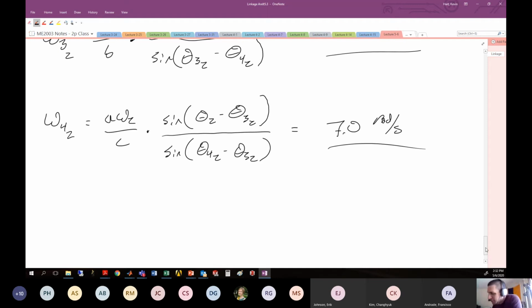All right. So there are your angular velocities. Let's make a sketch of our piece before we go any further, because I think that will be helpful.